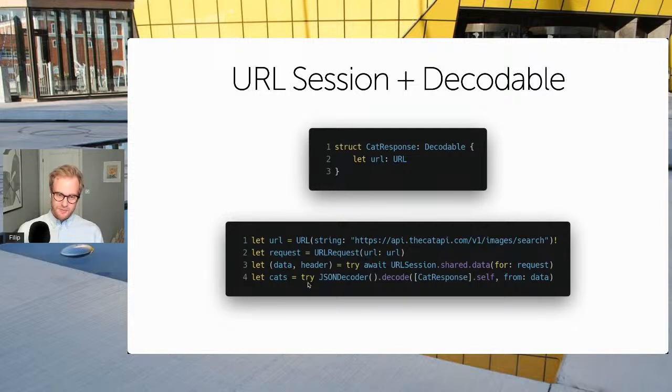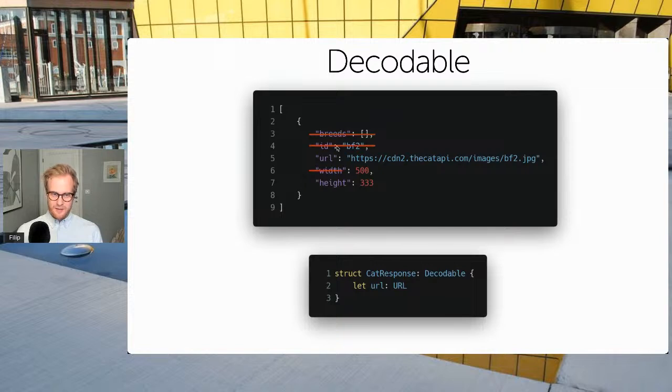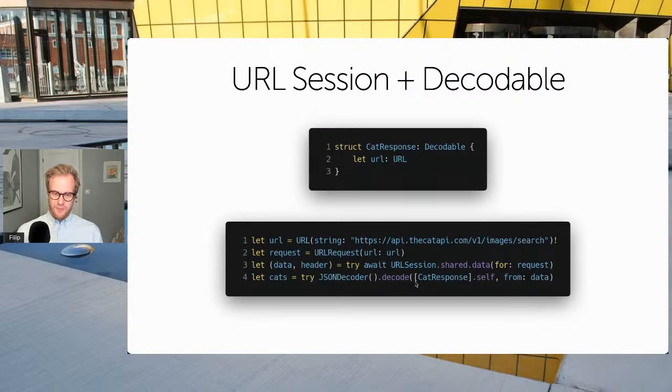So this can fail, if this response was not in the format that you expected. So we need to mark it as try. JSONDecoder, another object that's part of Foundation, and you decode it. And this thing here, where you say it's an array of CatResponse dot self, this thing here references the type array of CatResponse. Because if you see here on the response, this is actually an array of responses for this specific API. That is why we are parsing an array of CatResponses from this data.